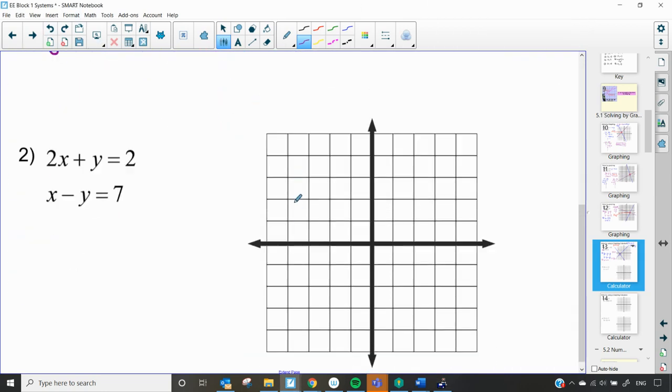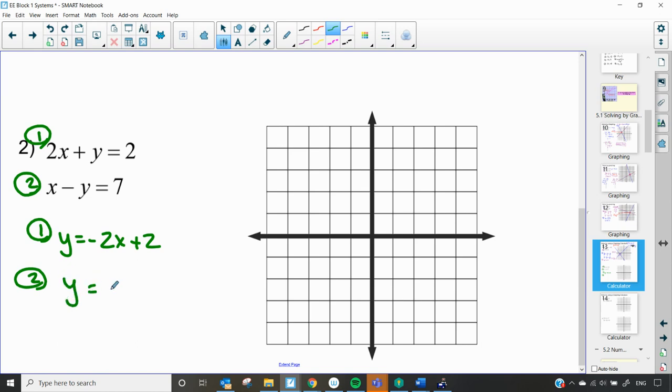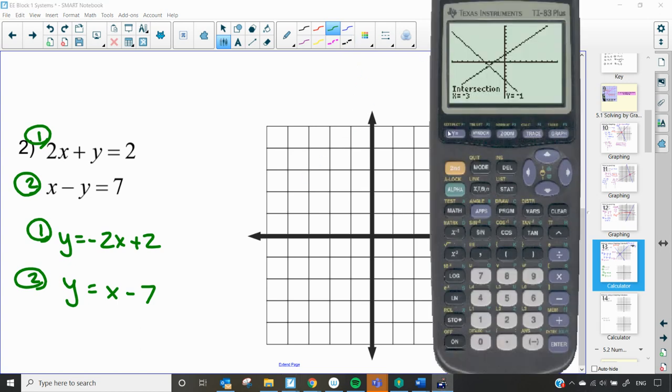All right, let's take a look at another example here. So we've got 2x plus y equals 2 and x minus y equals 7. So the first equation here, we're going to have y equals negative 2x plus 2. And the second equation, we have y equals x minus 7. And so let's take a look at what that looks like on our calculators.